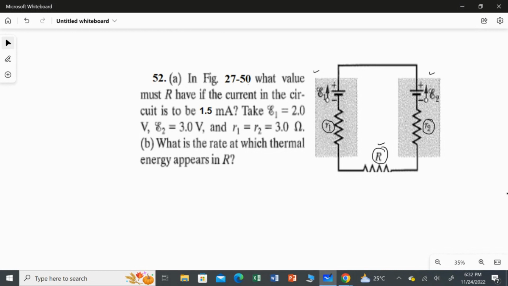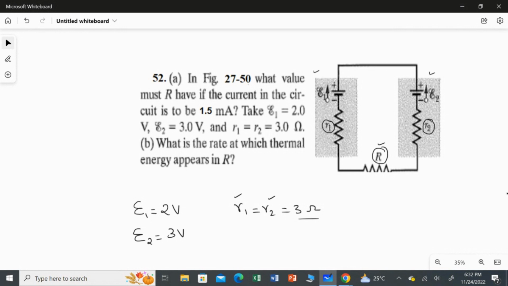Let's write what is given first. The EMF of the first battery, epsilon 1, is equal to 2 volts. The EMF of the second battery, epsilon 2, is equal to 3 volts. And the internal resistances, small r1 and r2, carry the same value of 3 ohms. So r1 and r2 have the value of 3 ohms.